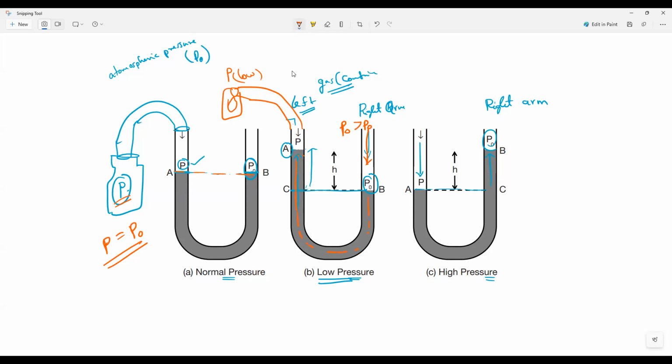Am I right or wrong? Will you all agree with me? Please respond. That is indicating that it is low pressure. Everybody? Please respond. It is low pressure.